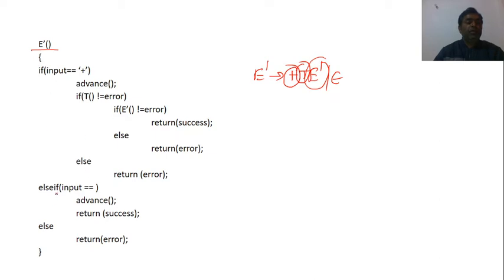Else if input equal to empty, that means blank. Generally the empty is written by the blank sign when I am using parser generators. That's why I have taken blank here. If I am not getting plus and I am getting blank, in that case we have to advance the pointer by one position and return success, else return error.